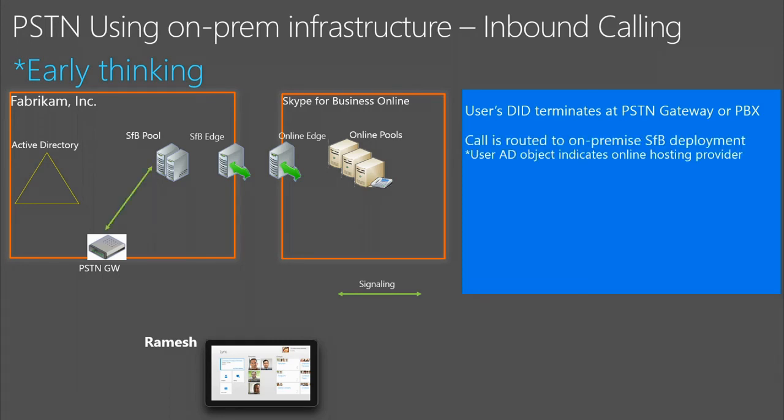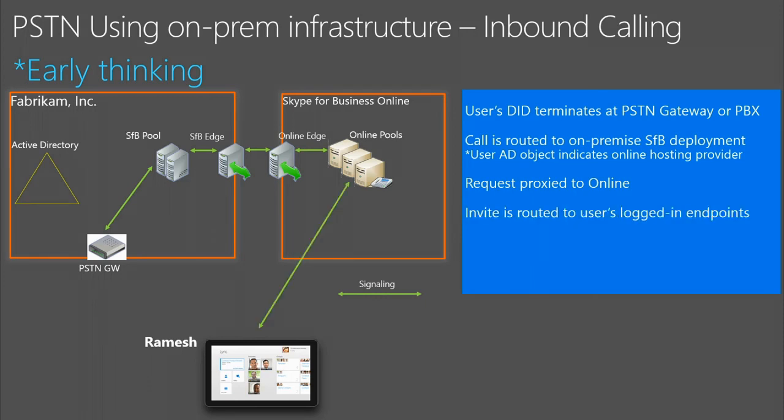So the call lands on premise. The call is routed to the on-premise Skype for Business deployment, and the pool in the on-premise knows that Ramesh, the target, the destination for that call, is homed online. The request is proxied to online. That's the pool where Ramesh is getting his services. And the invite is routed to the user's login endpoints.